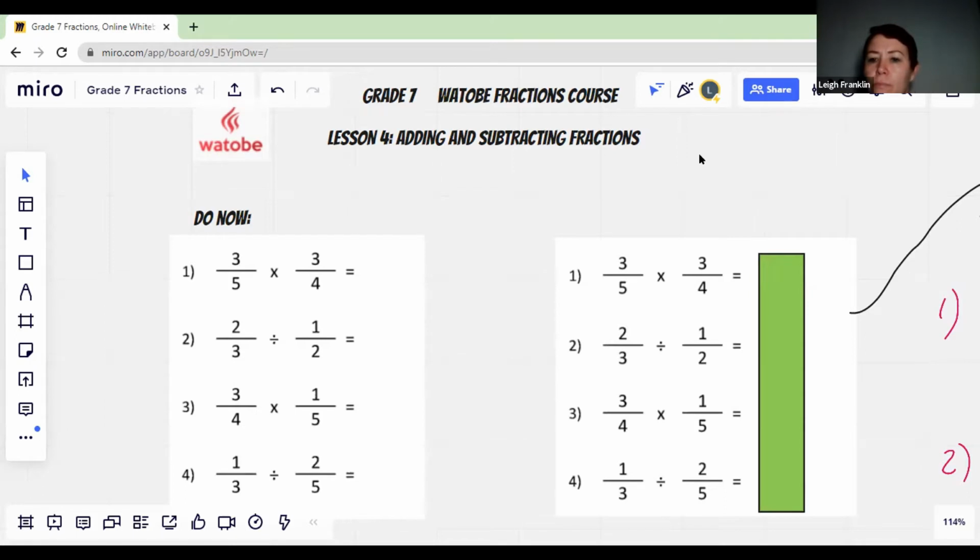Hi, grade 7s. Welcome to our 4th lesson of fractions. To all the new learners, welcome. Please make sure your name is your own and not your parents or someone else's. Simply rename or ask me for help.